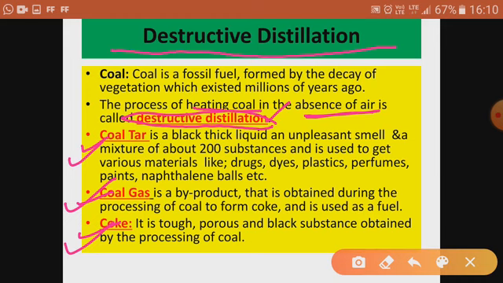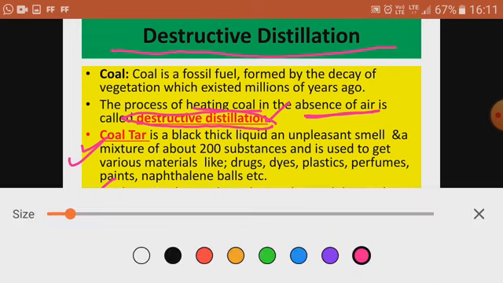What are those different components? They are coal tar, which is very important, then coal gas and coke, and all three have different roles to play. For example, coal tar is a black thick liquid with an unpleasant or foul smell, and it is a mixture of about 200 substances. Coal tar is used to get various substances.